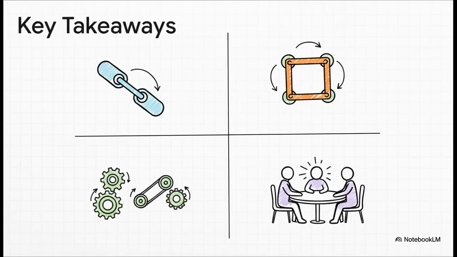So let's boil this all down. If you remember just 4 things from our chat today, make it these. First, all machines, every single one, are built from simple links and pairs. Second, that clever trick of inversion lets you get a ton of different machines from just one set of parts. Third, gears, belts, and chains are how you get the power where it needs to go. And finally, the best machines today are built by teams, all working together from the very beginning.